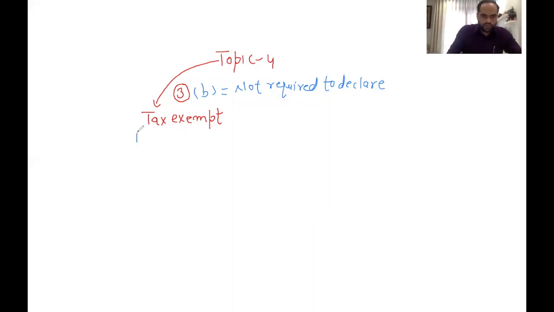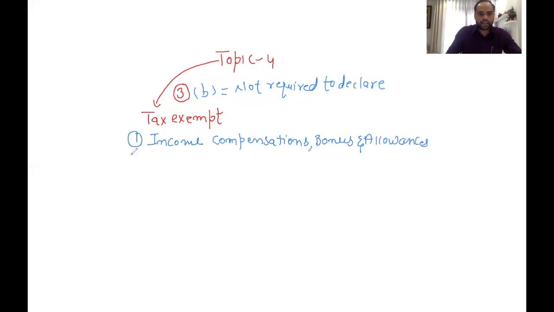So the first one is income related compensation, bonus and allowances. Bonus and allowances are not subject to pay any kinds of VAT.